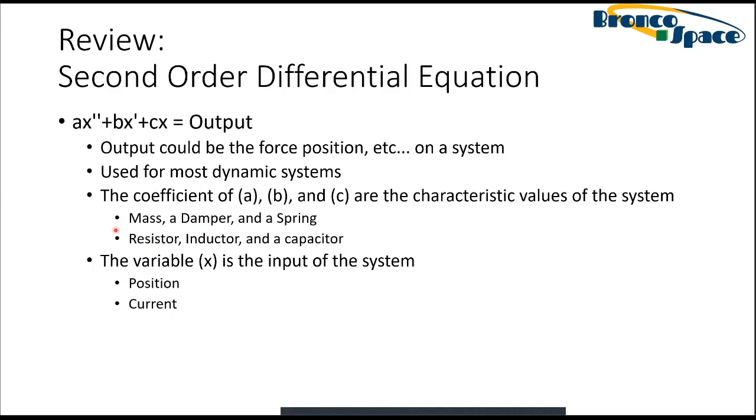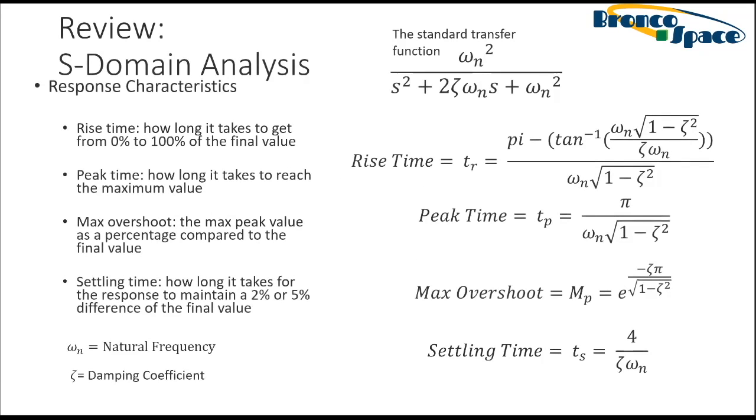Examples of a second order system are a mass, a damper, and a spring. If you're an EE, something like a resistor, an inductor, and a capacitor might be more up your alley. But for the sake of basic control in satellites, oftentimes you can idealize the system as a mass damper spring system. Don't worry about the math too much. It's just background.